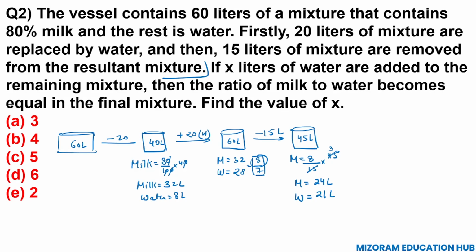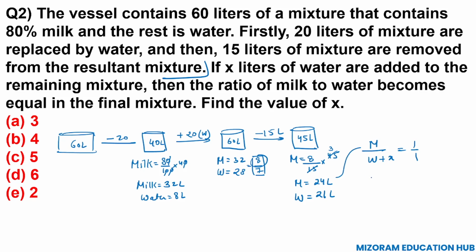Now kan caution hian tawo if x liters of water are added to the remaining mixture then the ratio of milk to the water becomes equal in the final mixture. Omzia in shia omzia chu milk by water is equals to 1 by 1 siam turin hemi tuya hian engzat liter nge.